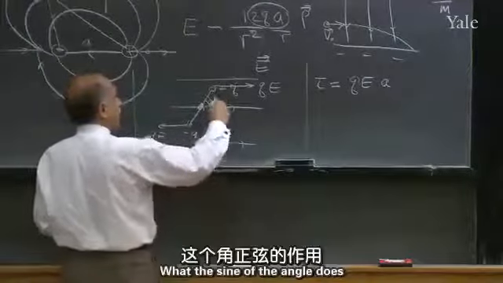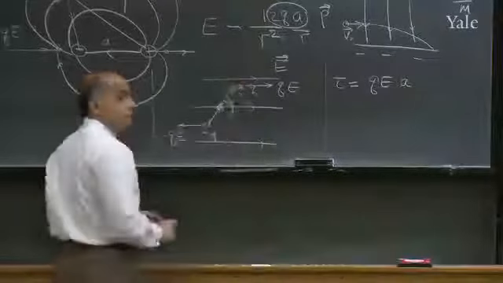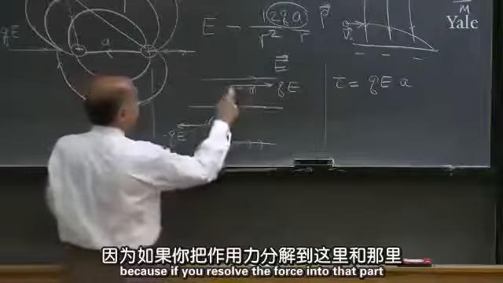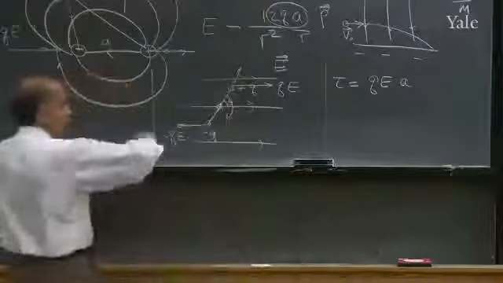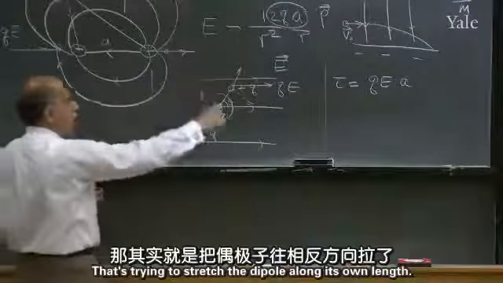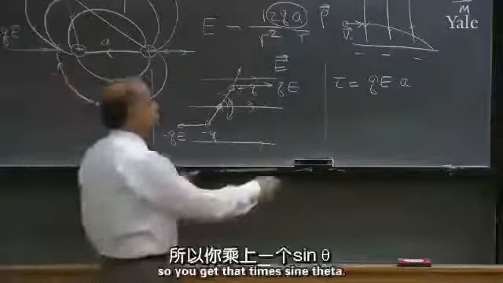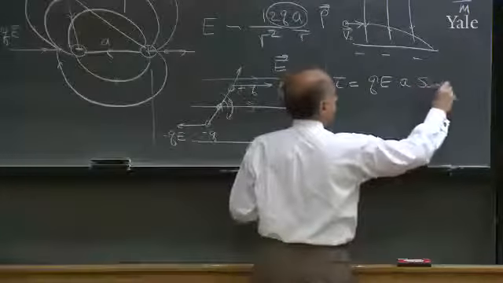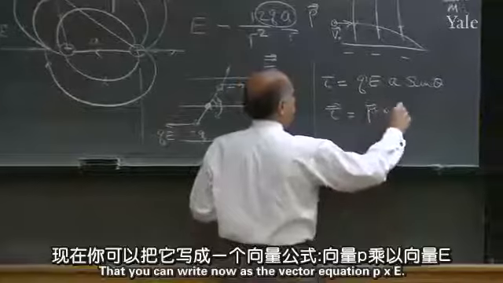What the sine of the angle does is to take the component of the force perpendicular to this axis. Because if you resolve the force into that part and that part, this part is no good for rotation. That's going to stretch the dipole along its own length. It's a perpendicular part that's going to rotate something. So you get that times sine theta. That you can write now as a vector equation, P cross E.